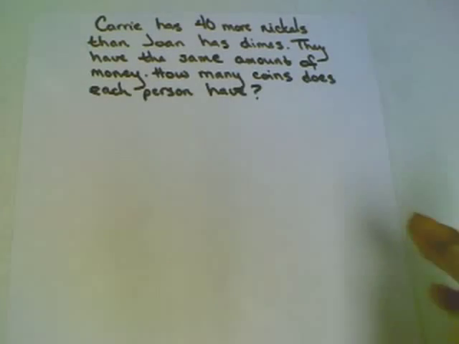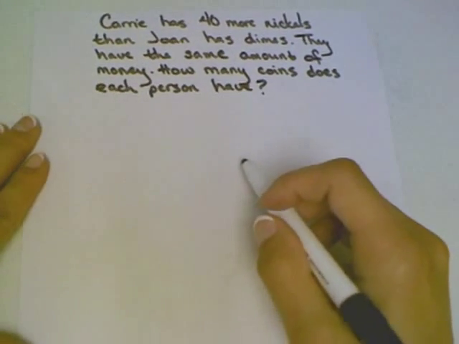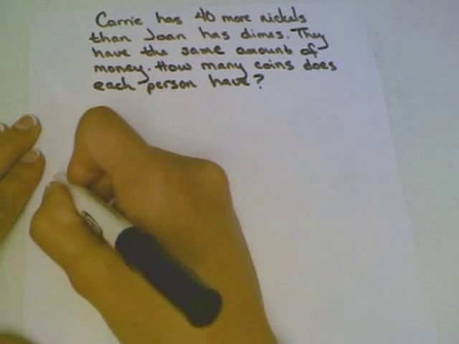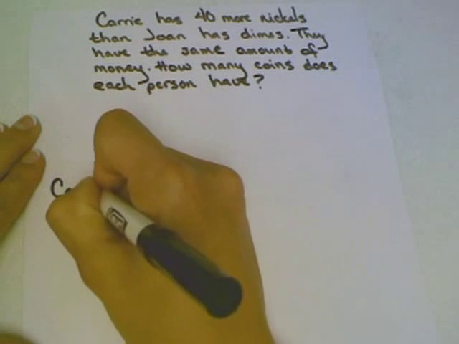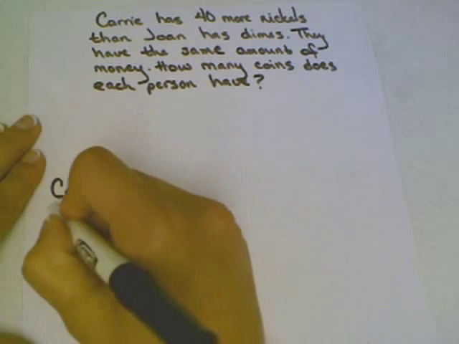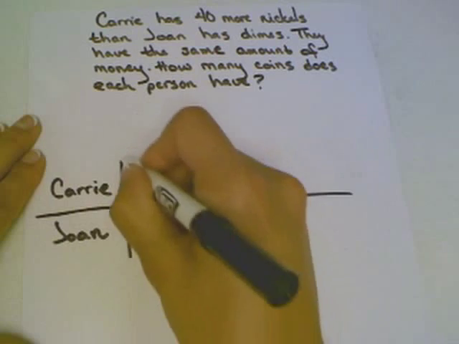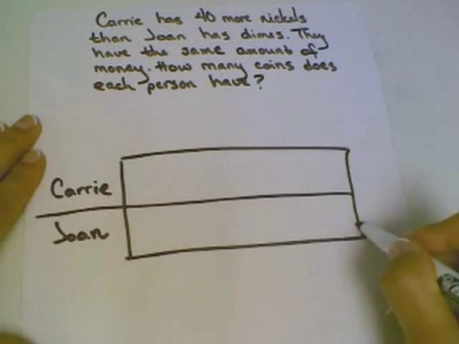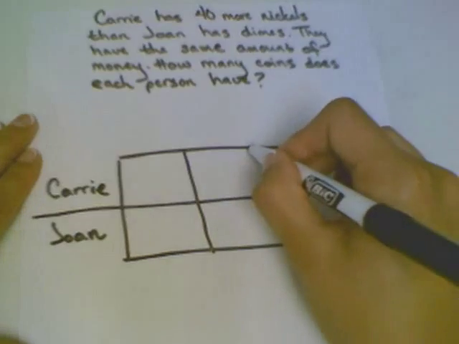The purpose of this section is to solve problems like this using a chart. So first of all, we need to figure out how to set up this chart. Well, Carrie and Joan are our two main players in this problem, so they're going to be the rows in this chart. And what do I know about Carrie and Joan?